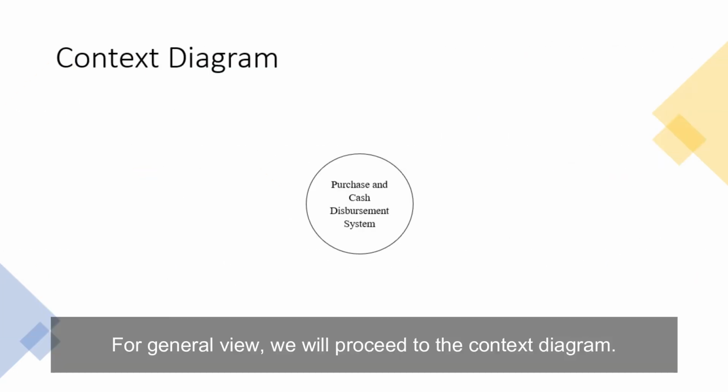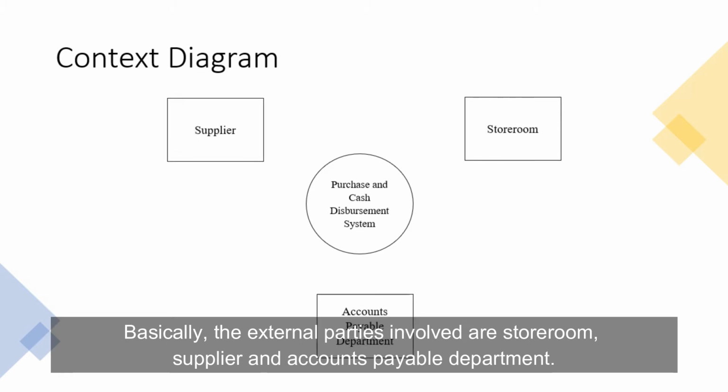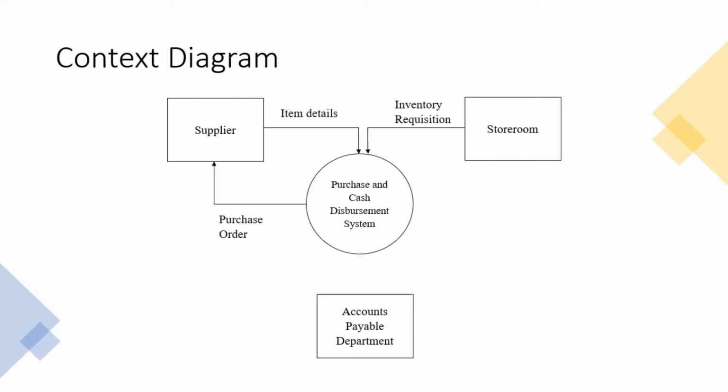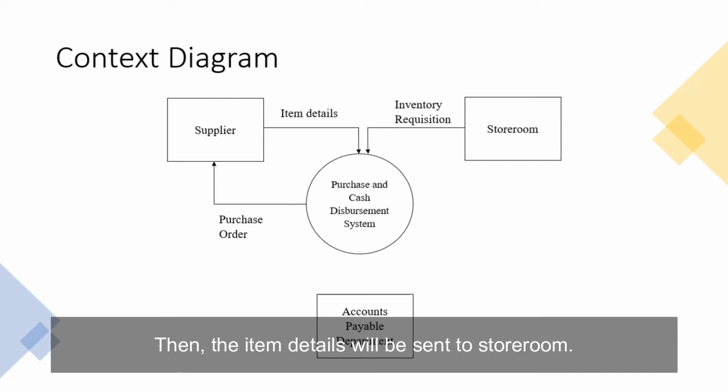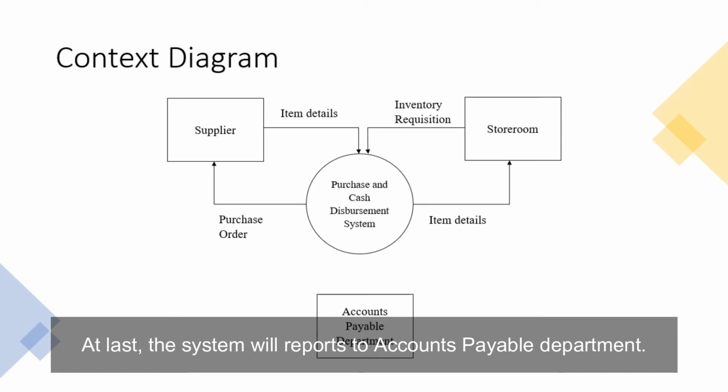For a general view, we will proceed to the context diagram. Basically, the 3 external parties involved are storeroom, supplier, and Accounts Payable Department. Storeroom makes inventory requisition, and the purchase system will generate purchase order after proceeding with item details. Then, the item details will be sent to storeroom. At last, the system will report to Accounts Payable Department.